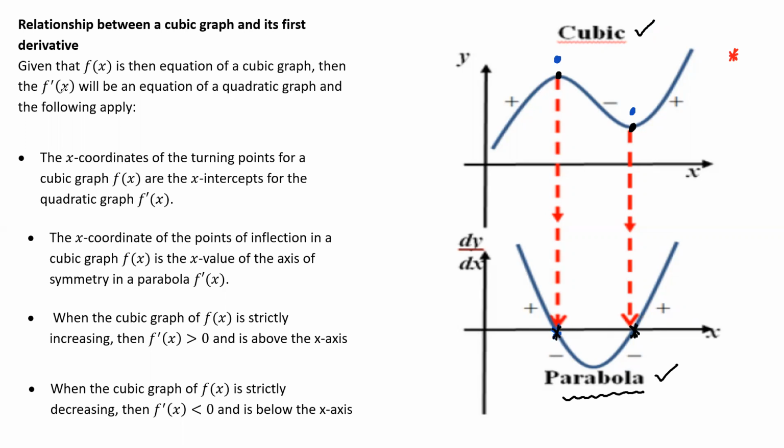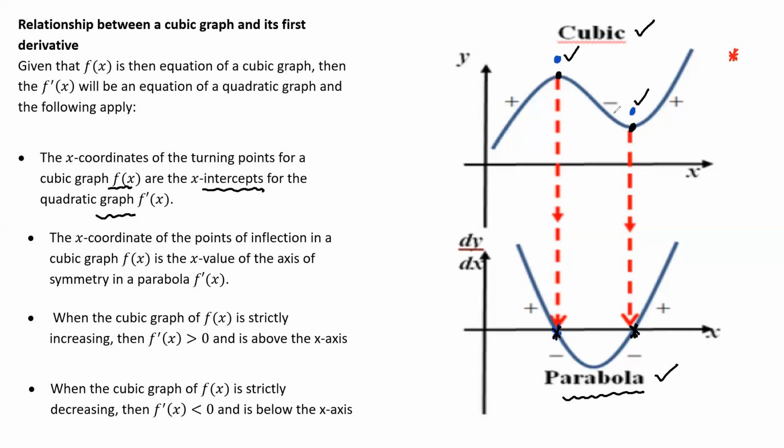Let me say that again. The x coordinates of the turning points of the cubic, in the parabola, in the first derivative, they serve as the x-intercepts. And that's my point here. The x-coordinates of the turning points for a cubic graph, f of x, are the x-intercepts for the quadratic graph. That is super important. But there's more.